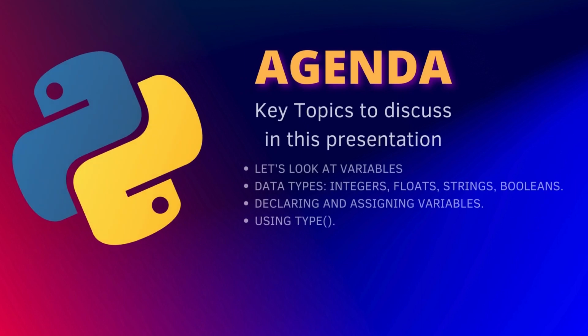So in today's video we're going to look at a few different things. We're going to look at some variables, we're going to look at different data types, integers, floats, etc. And we're going to look at declaring and then assigning variables, and finally we're going to look at type. Type is another built-in Python function similar to print. So let's look at variables again just to reiterate over what we did in the last session.